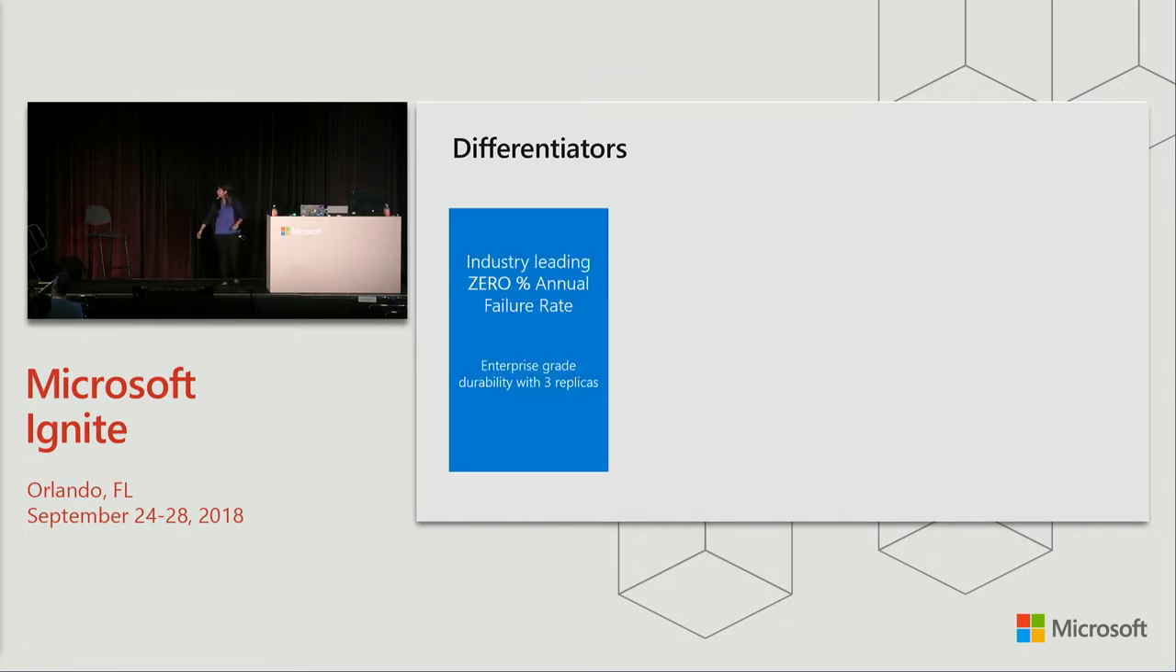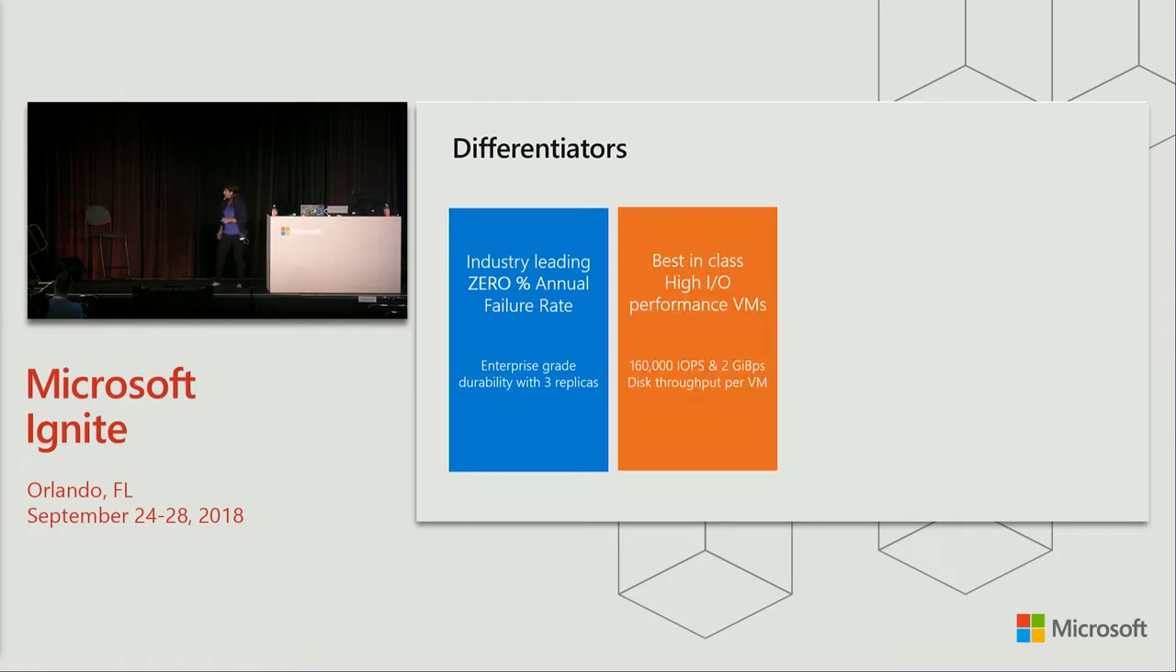Some of our key differentiators are we offer an industry-leading 0% AFR. What this means is that we never lose customer data. And how we ensure this is that we create 3 consistent copies of every piece of information that you write to us on our platform before we give you an acknowledgement for your application. So we ensure that your data is durable on our platform.